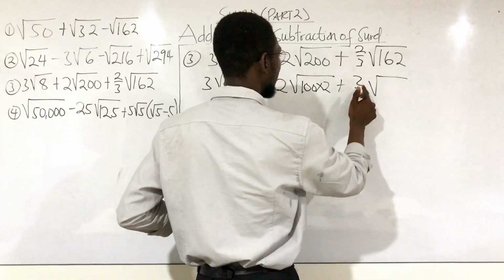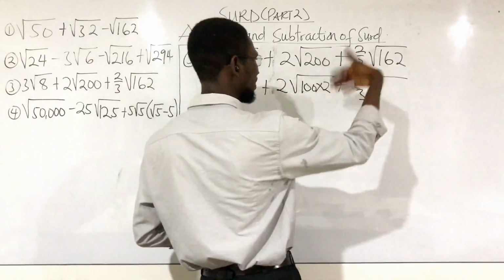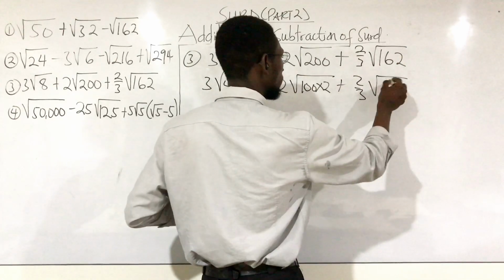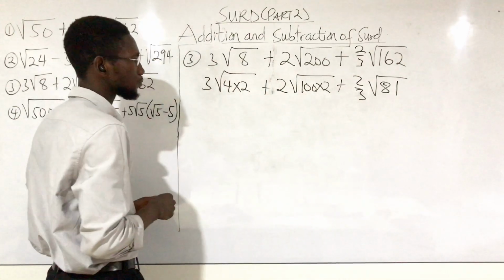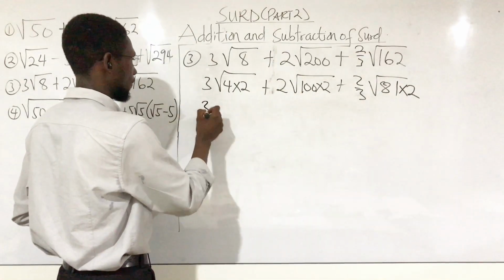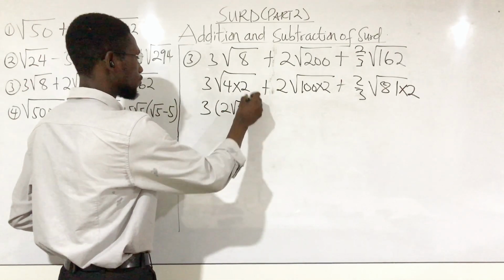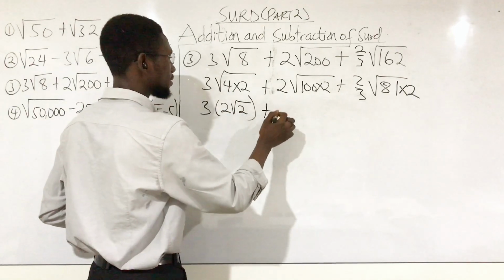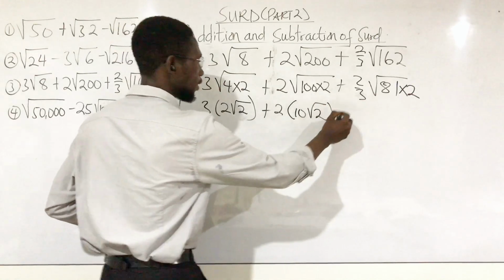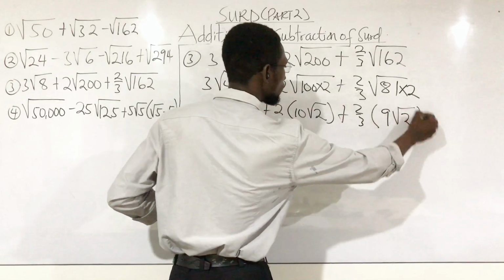Two numbers that give us 162, since we're having 2, 2 times something should give us 162. So half of 162 is 81, so 81 times 2. Now we know this will give us, in bracket, 2 root 2. We know this already. Plus 2, we know this will give us 10 root 2 plus 2 over 3 in bracket. We know this will give us 9 root 2.